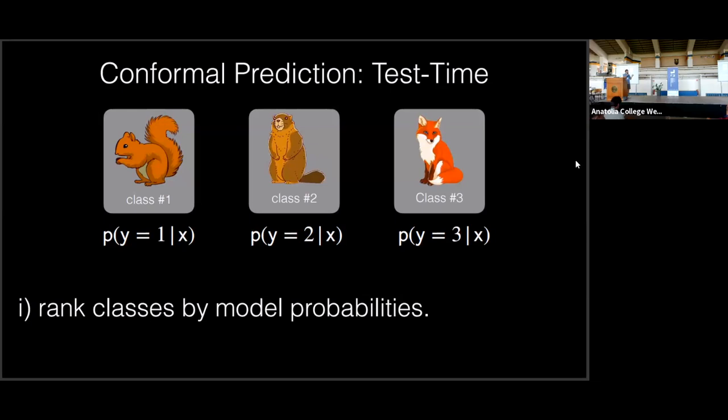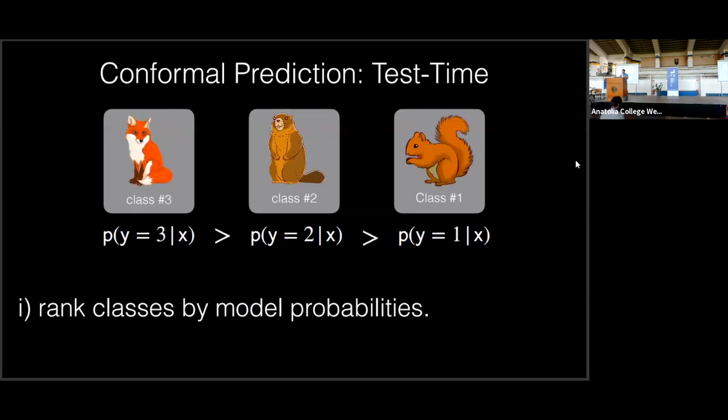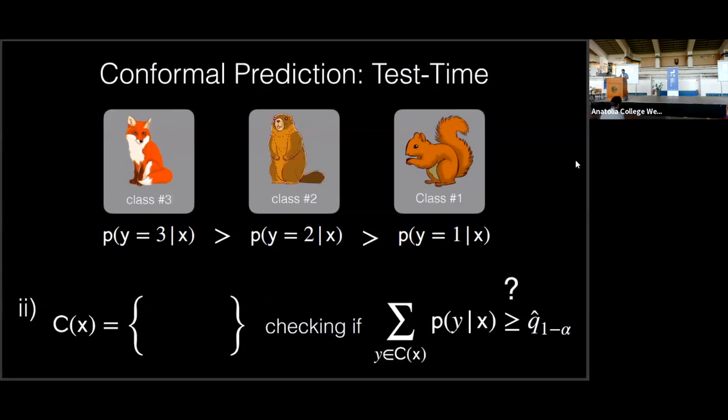Okay, so now at test time, we see a new data point. We're going to start just as before. We rank the model probabilities. And so say now that class 3 is highest, then class 2, then class 1. Then we'll construct the set by adding them in decreasing order. And after we've added one, we'll check if the sum of the model probabilities goes over this quantile that we've computed on the validation set.